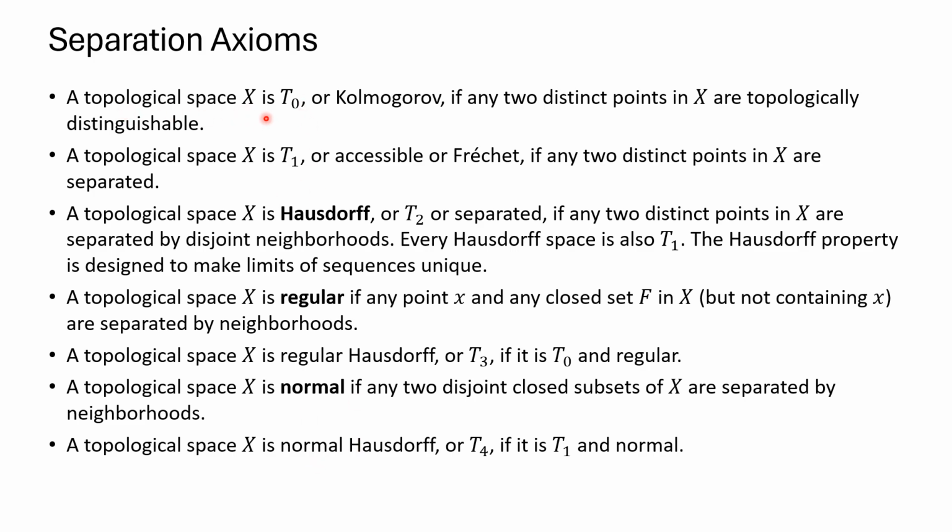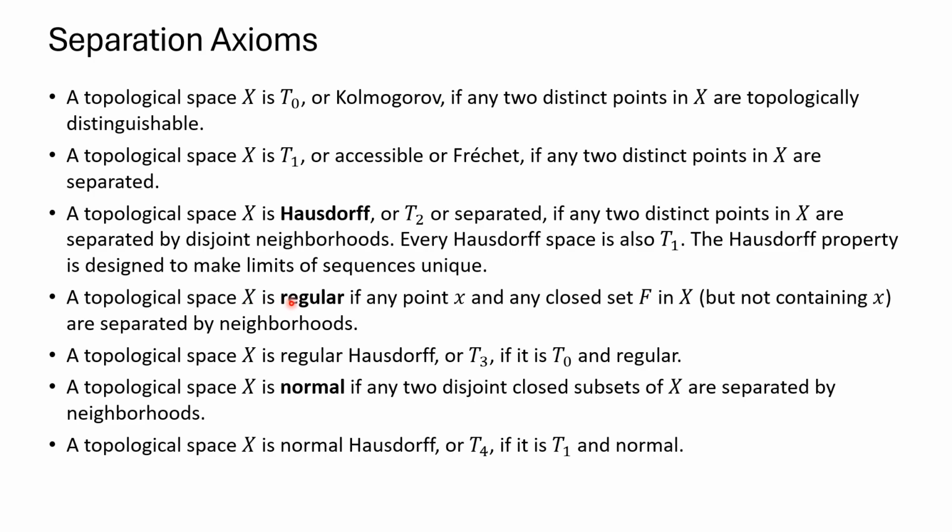So let's start with the first one, T0 or Kolmogorov. A topological space has this property if any two distinct points in X are topologically distinguishable. A topological space X is T1, or accessible, or Fréchet, if any two points in X are separated. A topological space is Hausdorff, or T2, or separated, if any two distinct points in X are separated by disjoint neighborhoods. Every Hausdorff space is also T1. The Hausdorff property is designed to make limits of sequences unique.